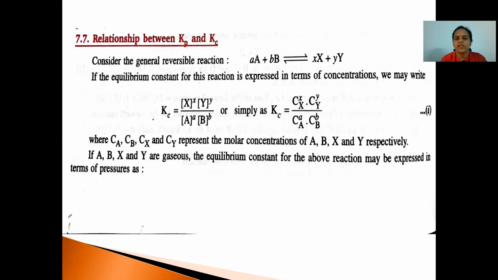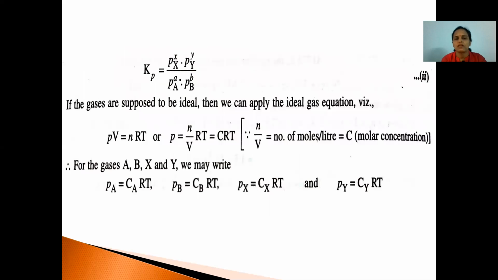If A, B, X, and Y are gaseous, the equilibrium constant for the above reaction may be expressed in terms of pressure as Kp equals Px, partial pressure of X to the power x, into partial pressure of Y to the power y upon partial pressure of A to the power a into partial pressure of B to the power b.